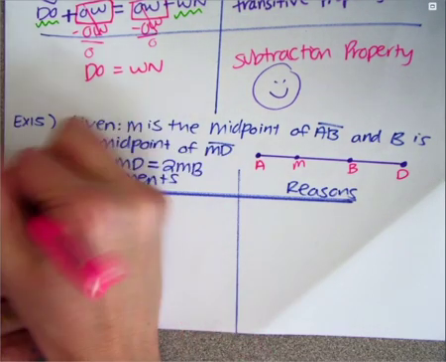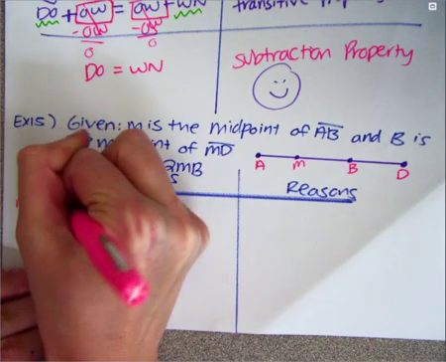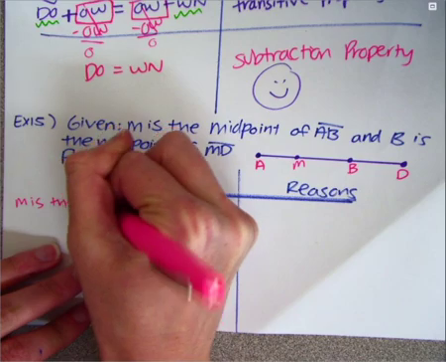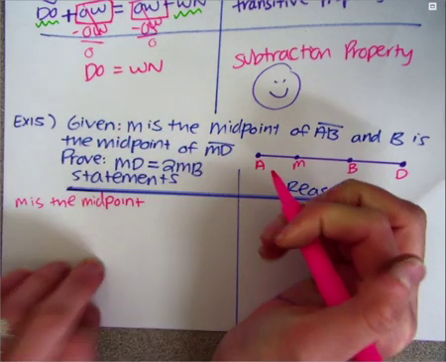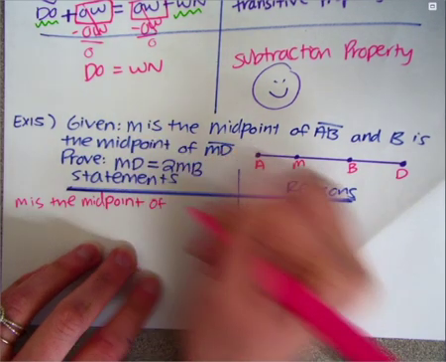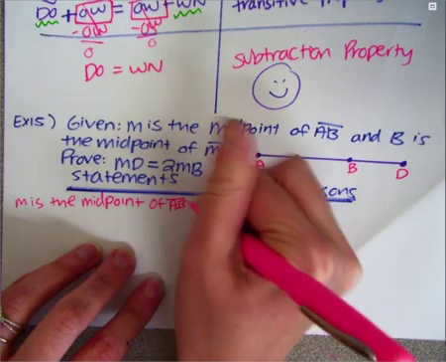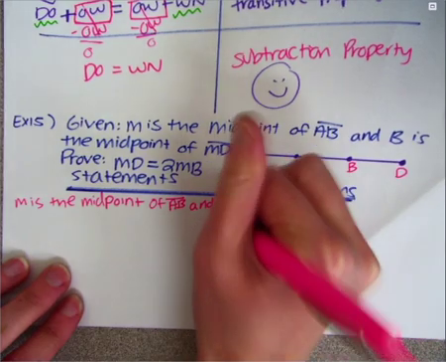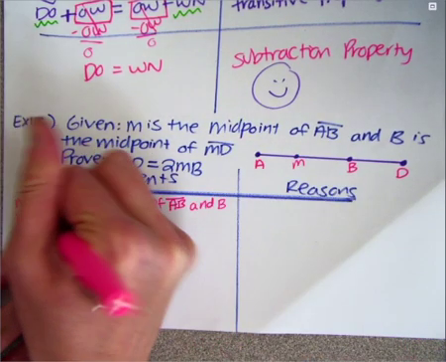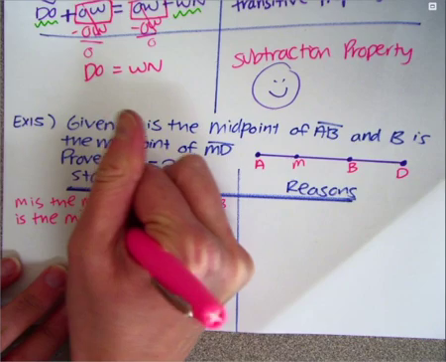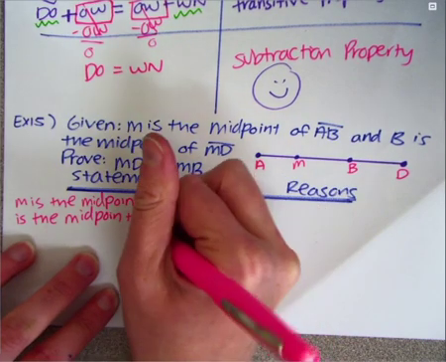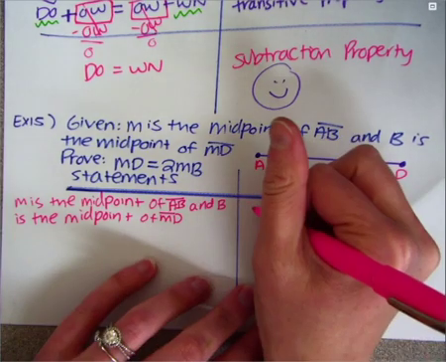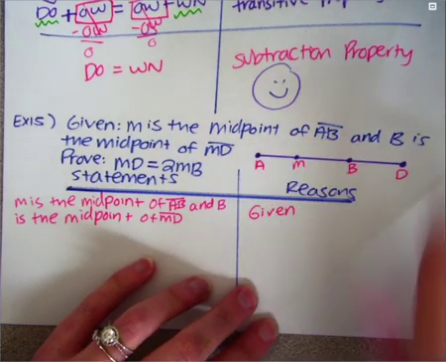I'm given that M is the midpoint of segment AB, and B is the midpoint of segment MD. My reason: it was given to me.